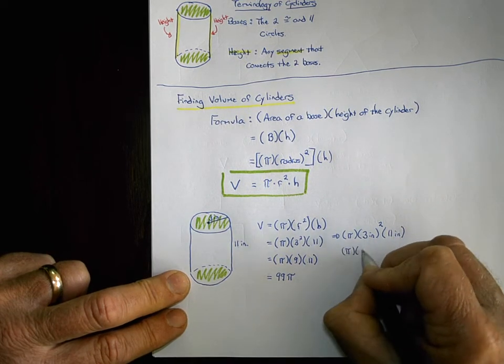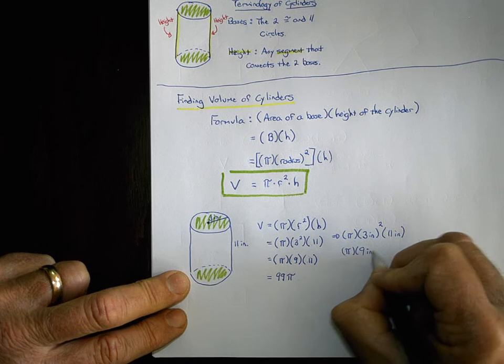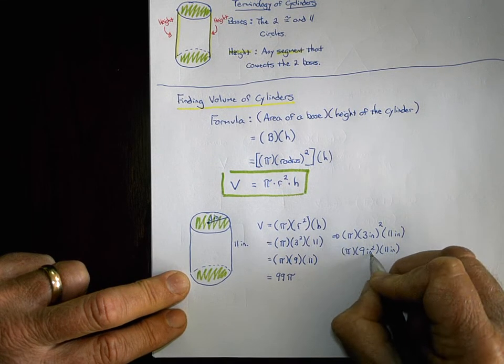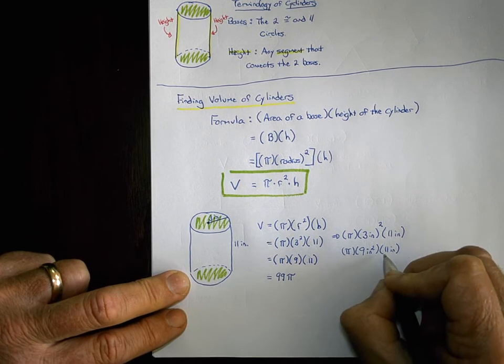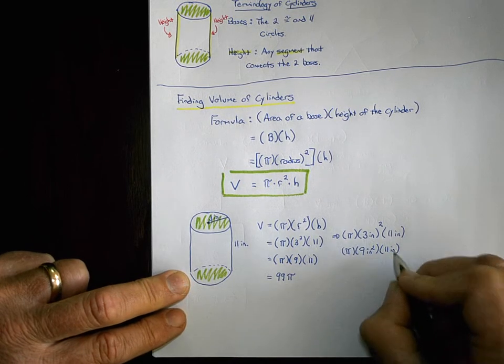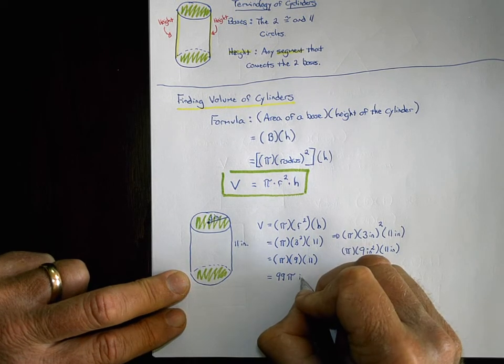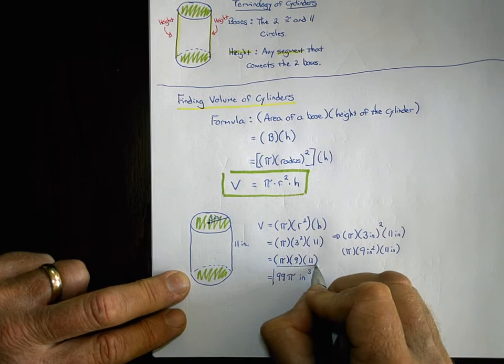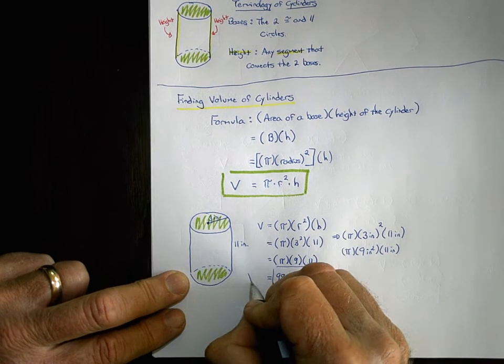This would be 9 inches squared times 11 inches. So total, how many inches do I have? I have inches cubed. So my answer would be 99 pi inches cubed. That right there would be the volume of this cylinder.